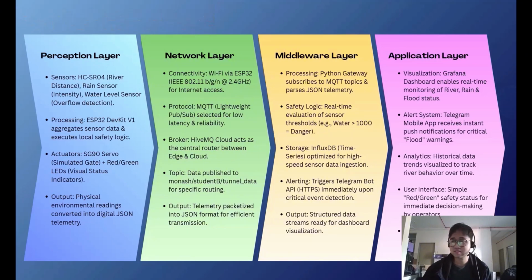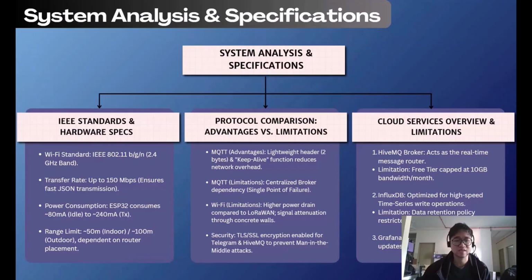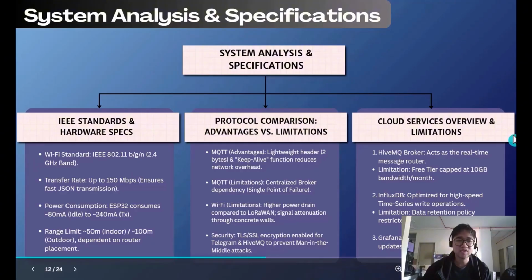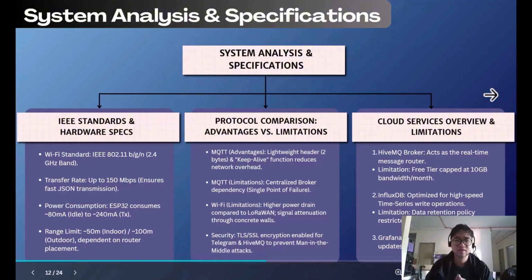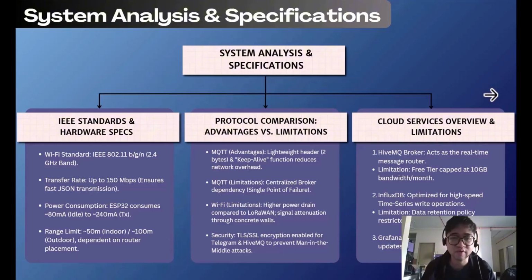And the next is the system analysis and specification. For the Wi-Fi and hardware, we use Wi-Fi IEEE 802.11 b/g/n for connectivity, offering 150 megabits per second transfer rates. And the ESP32 is a power-efficient microcontroller with a range of 50 meters indoors and 100 meters outdoors.